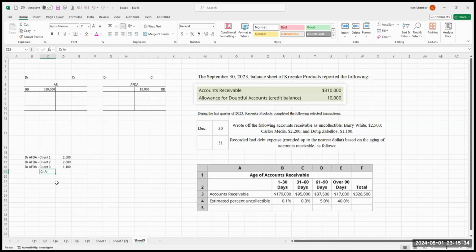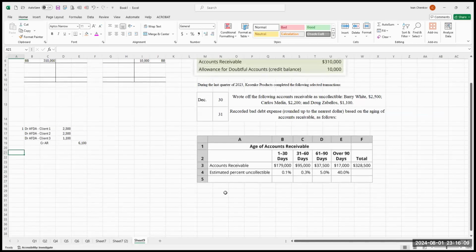Once we credit accounts receivables, those accounts are clear. They're no longer on our books. This plus this plus this, 6,100. That's the first entry that you have to do. Second entry is to calculate the bad debt expense by using this aging method.